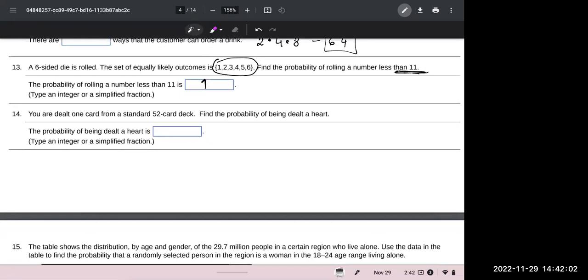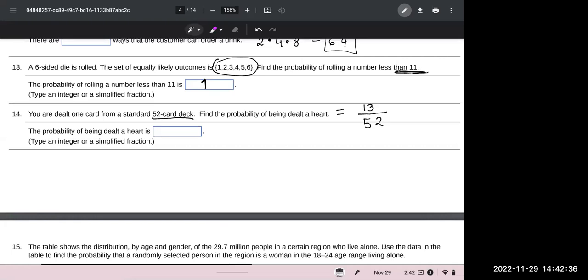Question 14. So make sure that you will review your cards. We're dealing with the deck of cards. There are 52 cards in a deck. Find the probability of being dealt a heart. Okay, so you want to review that. There are 13 cards with the heart on it. So the probability of rolling heart, since there are 13 cards which have heart on it, divide by the total amount of cards. So it's going to be 13 divided by 52.